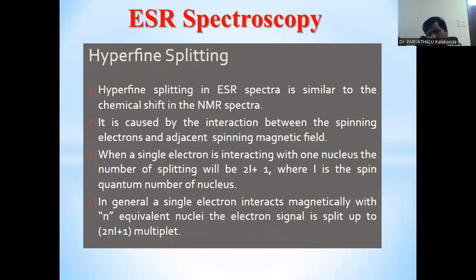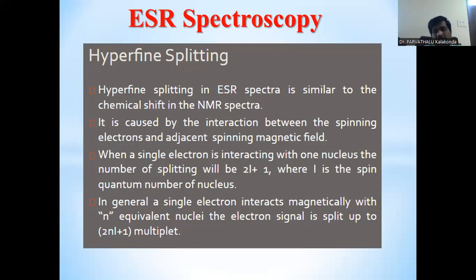So this is the last topic of this unit, hyperfine splitting. What is hyperfine? After splitting, they split again. It's like an interaction with the nuclear magnetic resonance. The hyperfine structure is similar to the chemical shift in NMR. Hyperfine is basically the interaction between the electron and the nucleus. So whenever you have an interaction between the nucleus and electrons, you have a hyperfine structure.